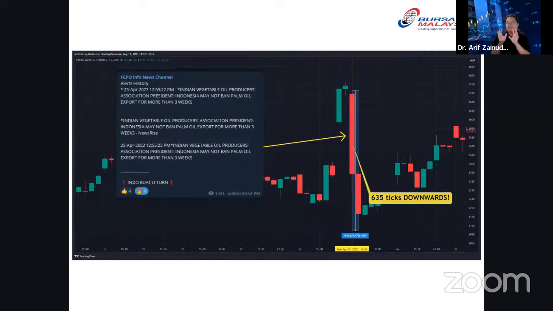Even a simple statement like that can cause huge volatility to the market, to the FCPO. So be prepared whenever Indonesia is making a statement about the import or export of FCPO. Be prepared, because it may cause a huge movement in the market.